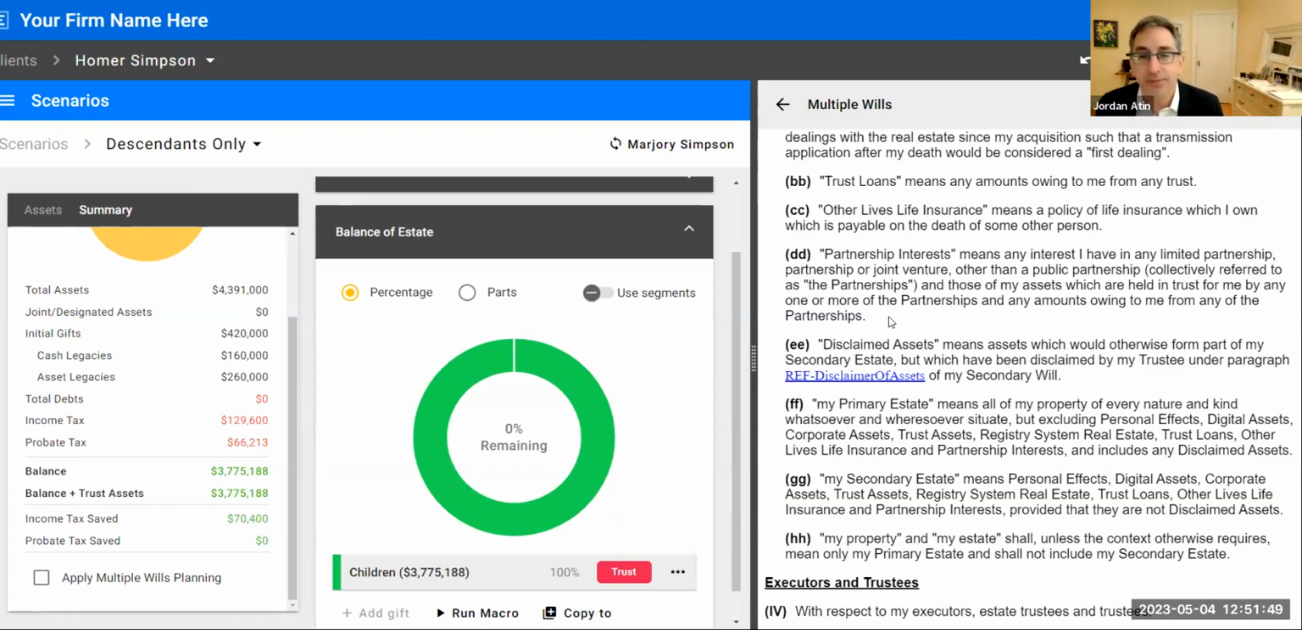And that's our technique for avoiding those assets that maybe down the road we've predicted improperly as falling into the secondary will and not needing probate, when in fact at the time of death they do.